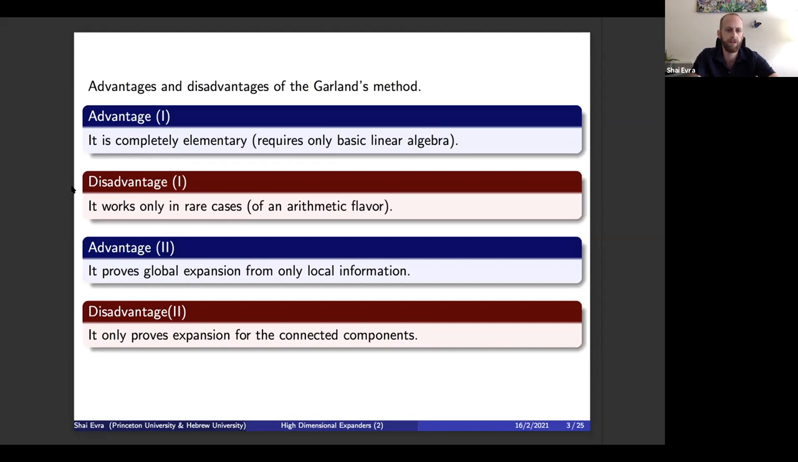A second advantage is that it proves expansion by only looking at the local behavior of the graph. Its disadvantage is that if you were to give me, for instance, a Cayley graph, I'll be able to look locally and tell you that each connected component of it is an expander, but I won't be able to settle the issue of whether the graph is connected. So these are the pros and cons of the method.